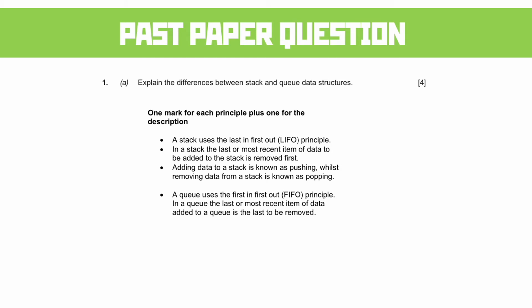A queue uses first in, first out. In a queue, the first or earliest item of data added to the queue is the first to be removed. Again, that's the most clear thing about that. And you can have some credit if you talk about pointers. But really what we're looking for is stating last in, first out, and first in, first out, and explaining what the detail of those are to get your four marks.